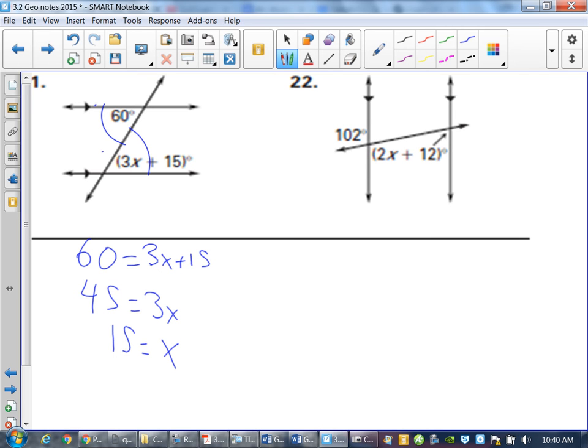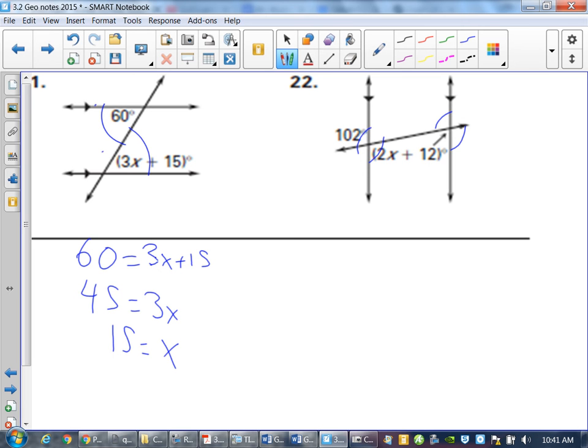Next one, we have the 102 to vertical, alternate interior, and vertical. Do those guys match up? No, they don't. So that means they have to be what? If they don't match up with tick marks, what happens? Supplementary, yeah. Remember, guys, there's only two different angle measures with these things. If it matches with a tick mark, they're going to be the same. If one has a tick mark and the other one doesn't, they have to be supplementary, no matter what.